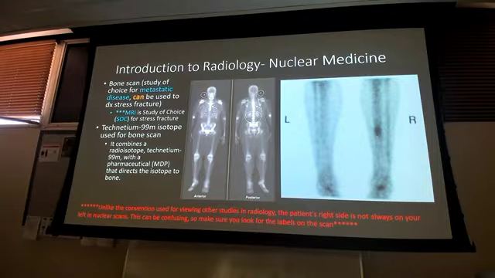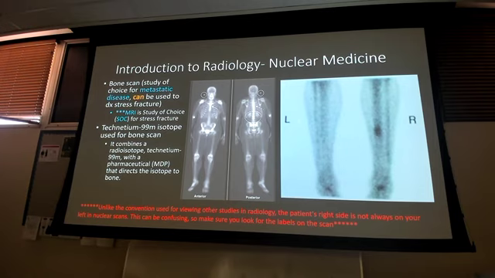So let's look at each of them. So bone scan, PET scan, right? So bone scan can be used for metastatic disease. It can also be used to diagnose a stress fracture. Big orange letters there. Can be used to diagnose a stress fracture. MRI is still your study of choice.